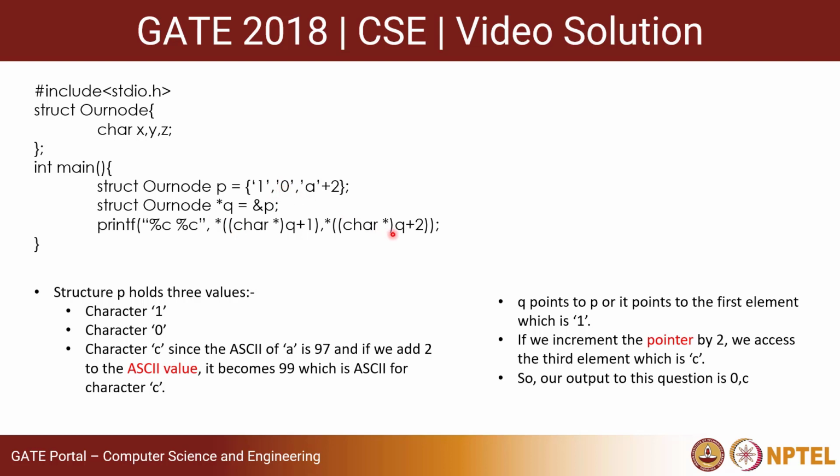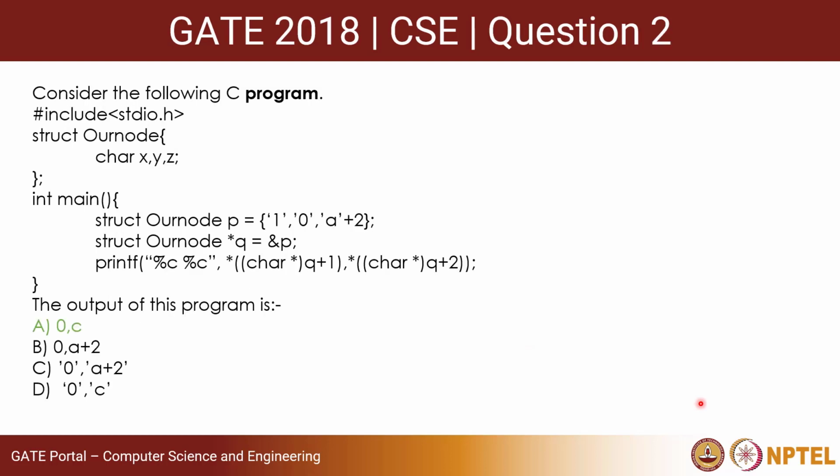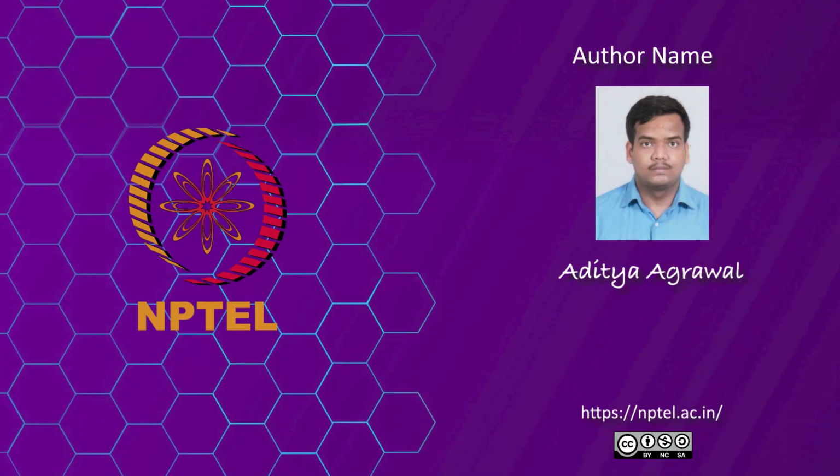Similarly, q is typecasted to a character pointer, so it points to the first element. We add 2 to it, it points to C now, and we are getting the content of it. We are dereferencing this pointer, is one more term we call, by using the star. So we are not printing the address, we are printing the value itself, which is C. So the output to this question is 0C. So I hope you get this. Thank you.